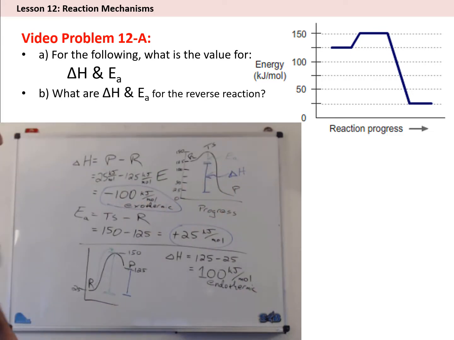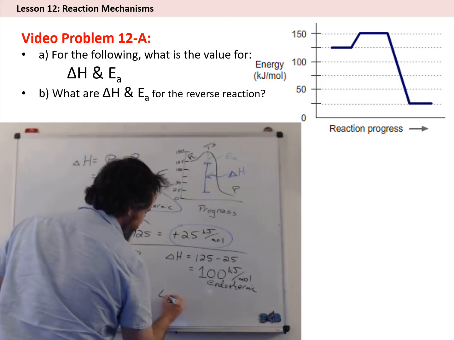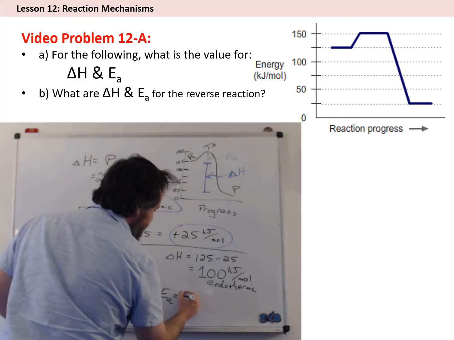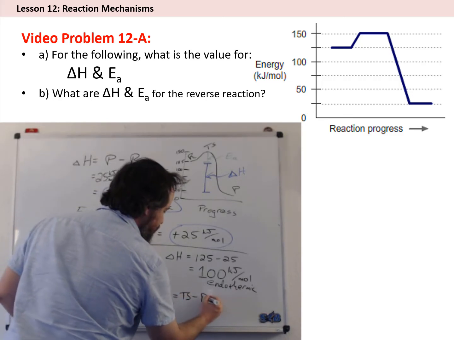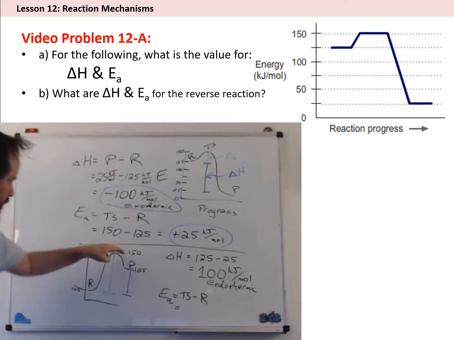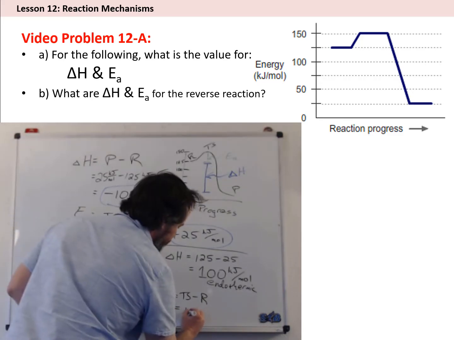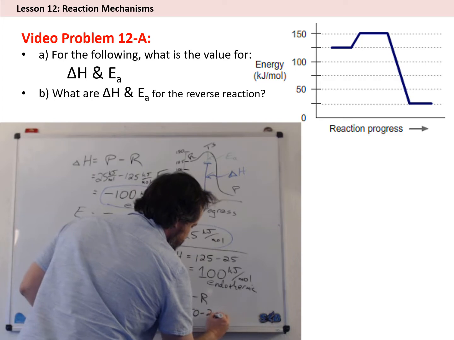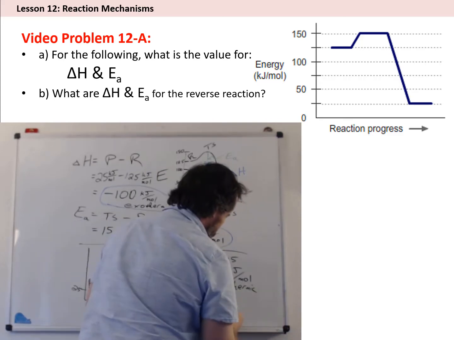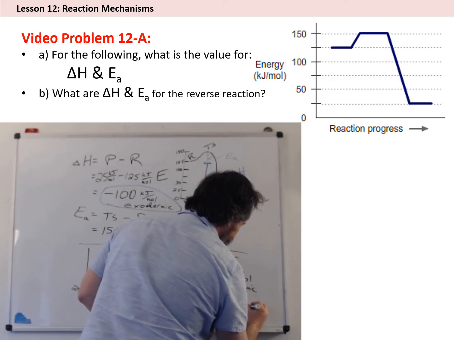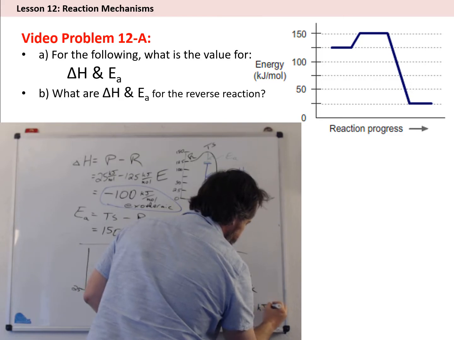Okay. And we can figure out EA. This is going to be transition state minus reactants. So 150 minus 25. So that's going to be 125 kilojoules per mole.